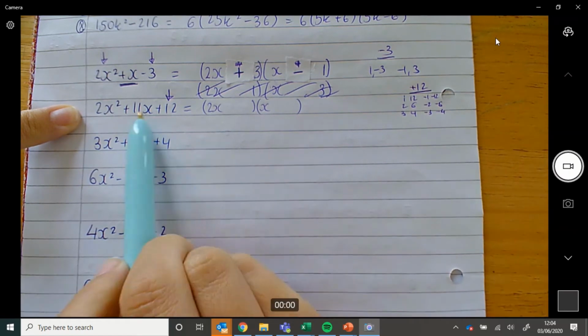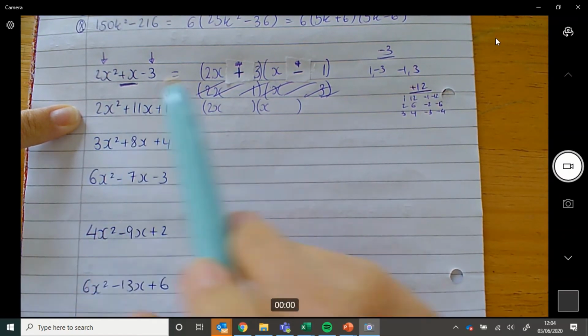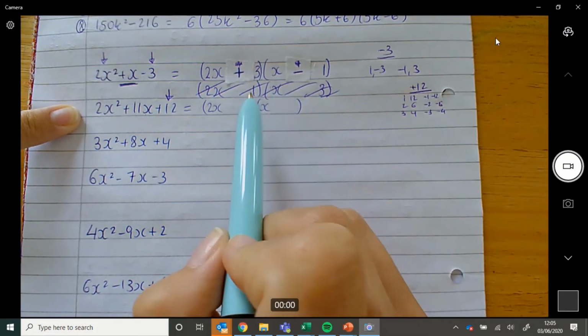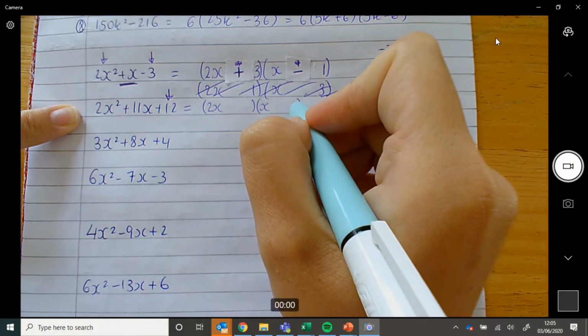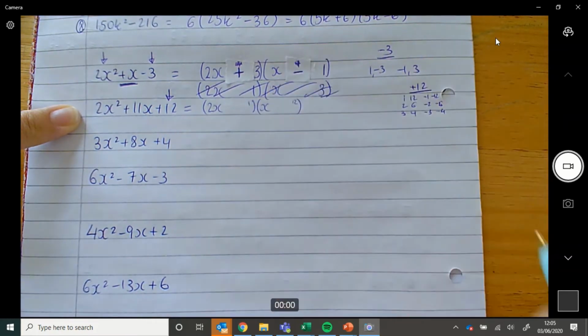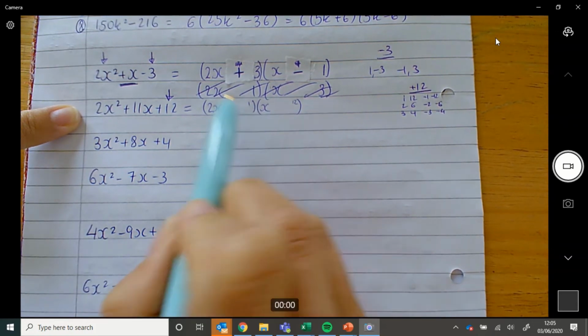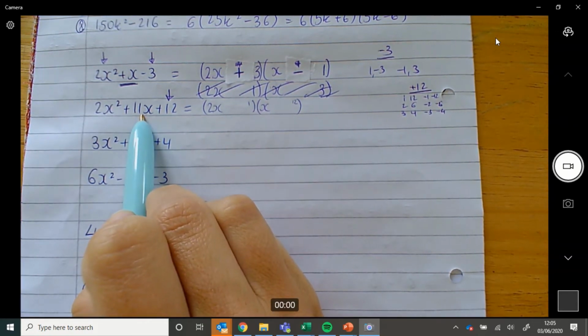Okay, looking at the middle term, the fact that it's positive, it's probably going to be the positive versions, but I'm not too sure yet. Now there are 3 different combinations that I can try here. I can either try the 1 and the 12, so that's what I'm going to do first. If I put the 12 in this box and the 1 in this box, then I would end up with 24x and an x. There's no way that could multiply to give 11.